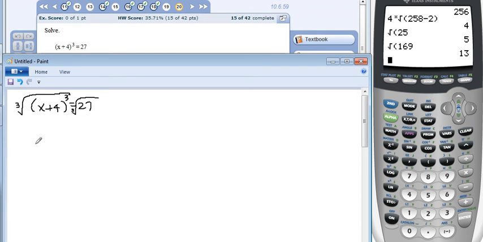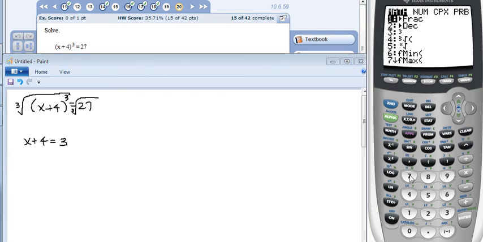All right. So now I have x plus 4, because the cube root of a cube is itself, is equal to the cube root of 27, which is 3. Right? Let's check that. Cube root of 27 is 3. Now why doesn't this one give me the positive negative?